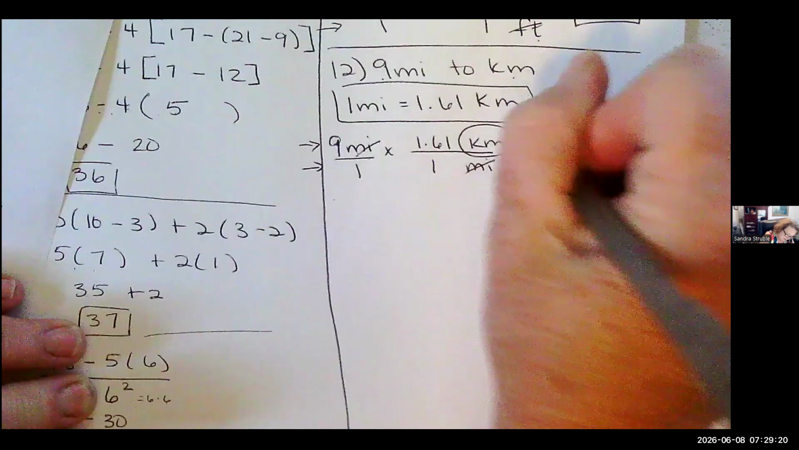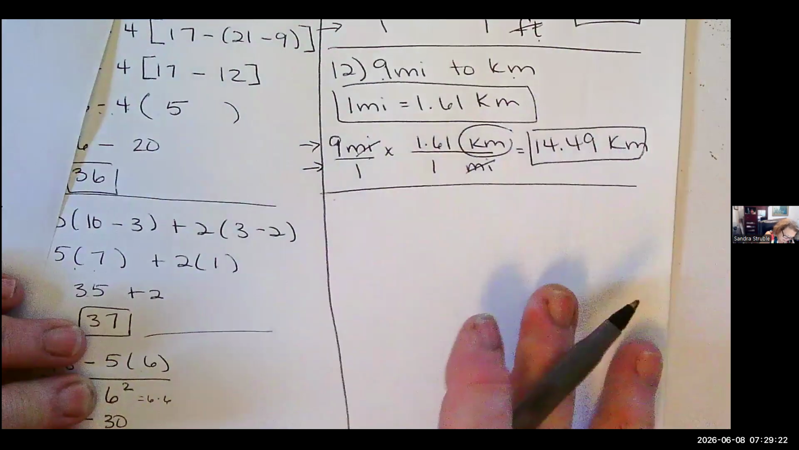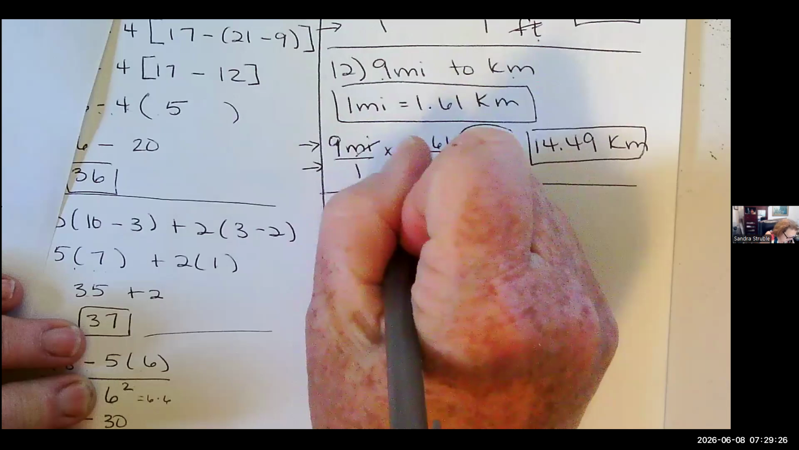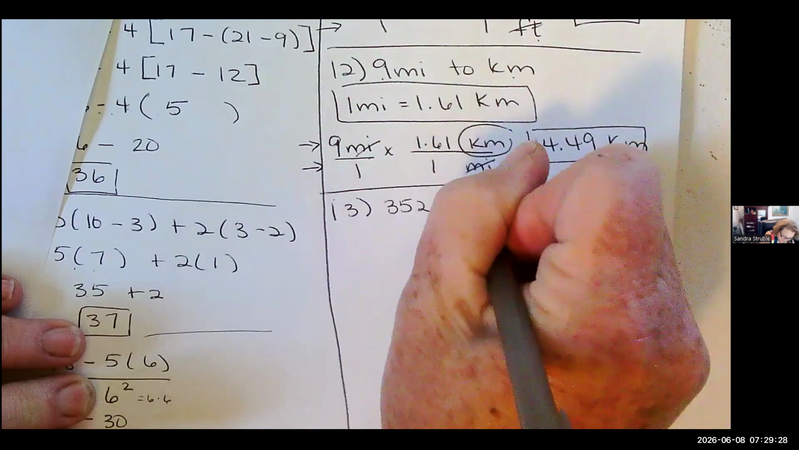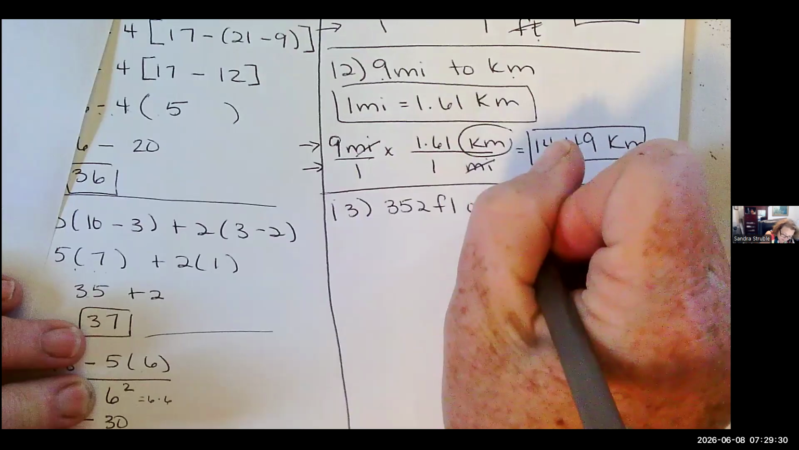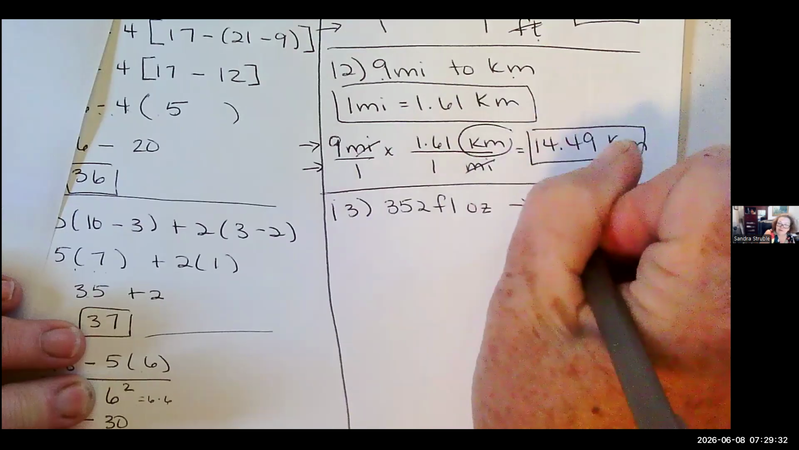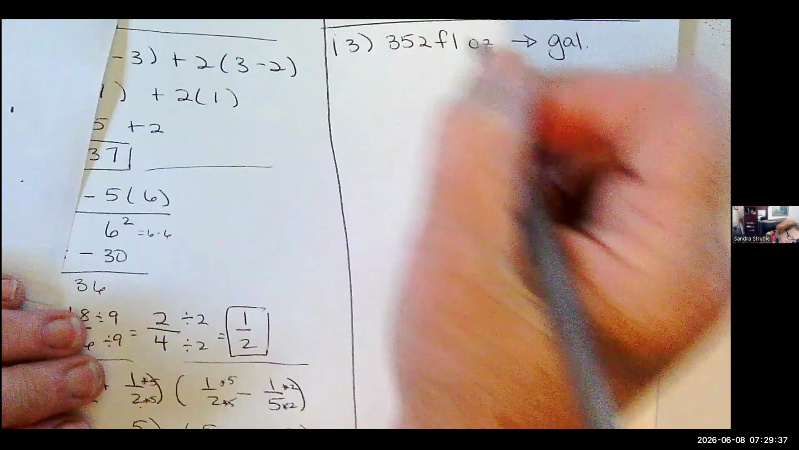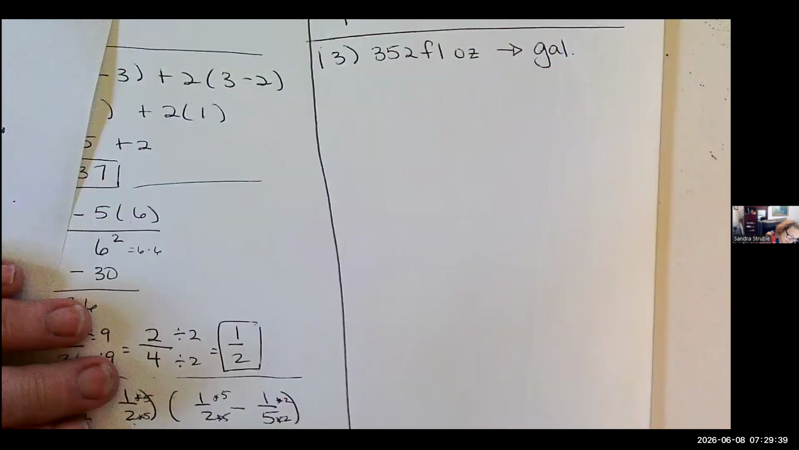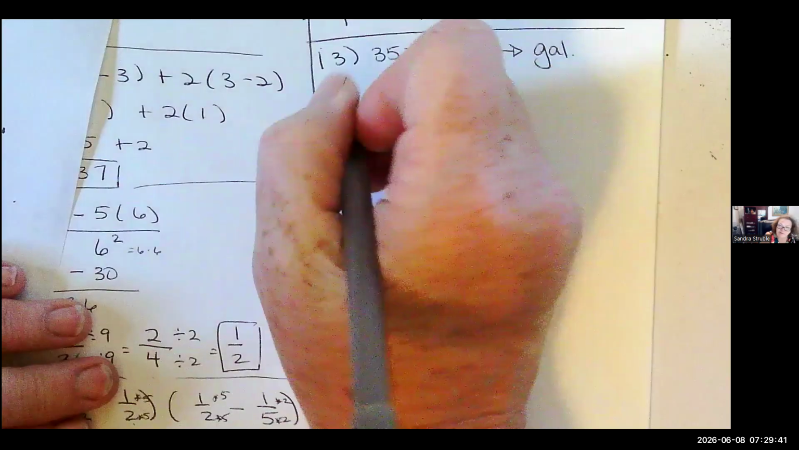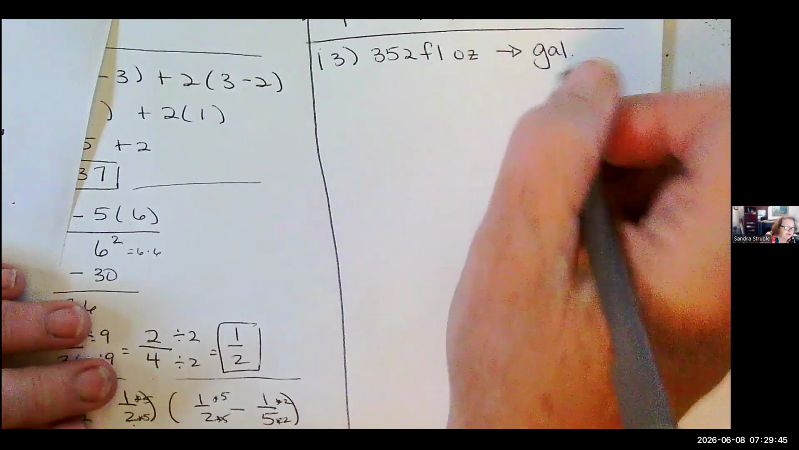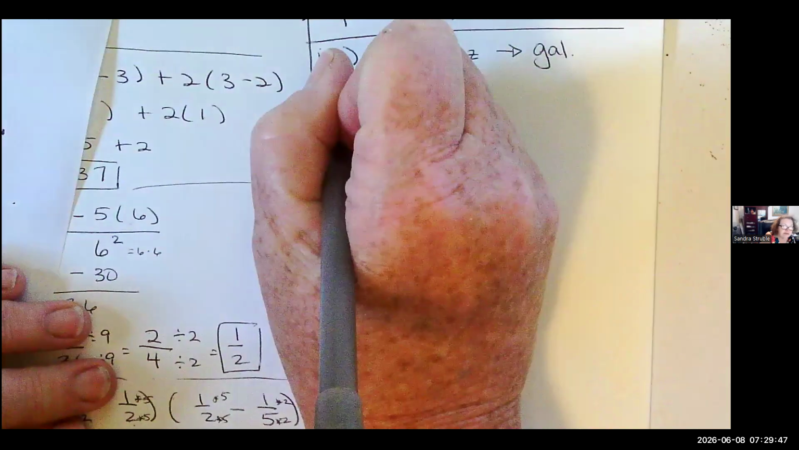All right, let's go to 13. 352 fluid ounces. And we want to take this to gallons. This is going to be multiple steps. Okay, so let me give you the conversions for this. Again, it's on your conversion chart. So we're going to start with 352 fluid ounces, but we need to get from fluid ounces to gallons. There are 8 fluid ounces in a cup.